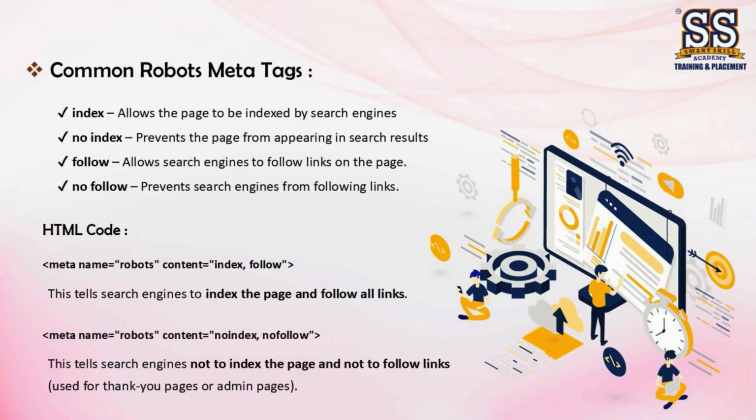Now that we've discussed how search engines crawl your site, let's talk about how you can actually control the behavior using robots meta tags. Think of these tags as a set of instructions you give to Google or Bing bots the moment they land on your page. There are 4 primary commands you need to know.